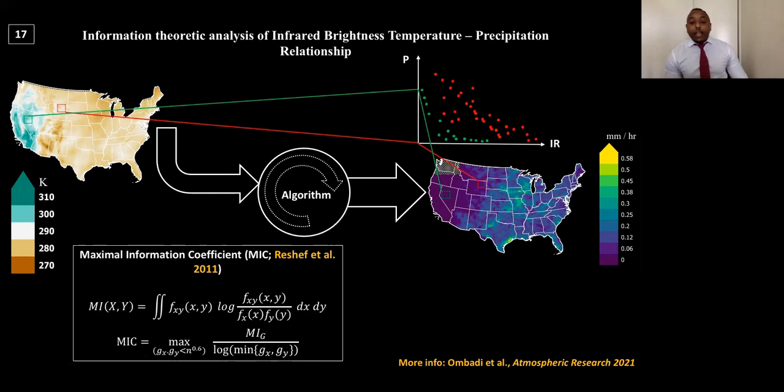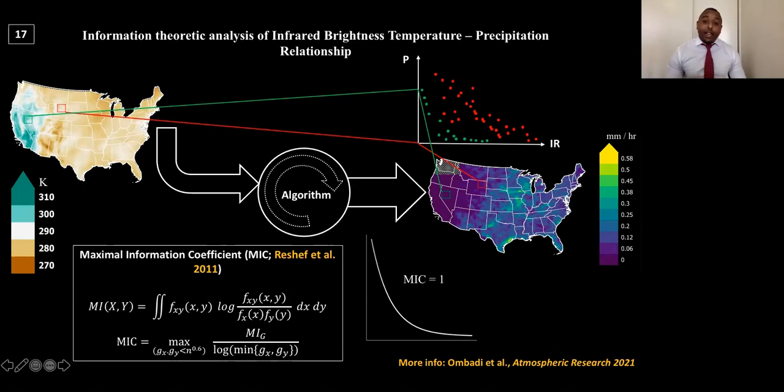So MIC has so many desirable properties. And one of these is that it is a bounded metric between zero and one. So if you have a perfect relationship, even if it is nonlinear, like the one that you see here, then the value of MIC is equal to one. And as more noise is included in the data, then the value of MIC gets lower and lower until it reaches zero for independent variables.